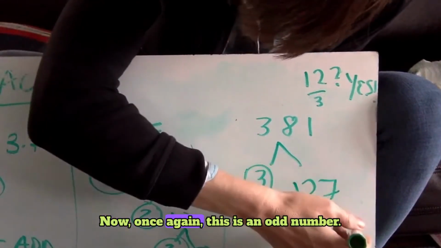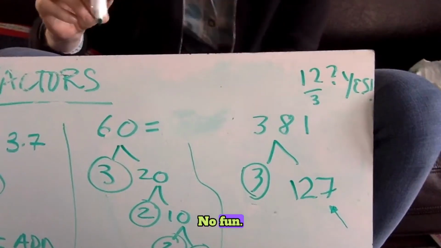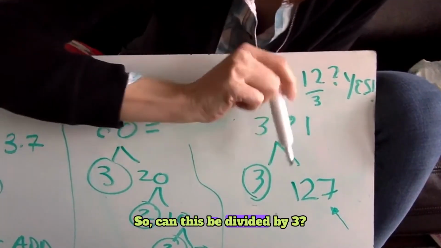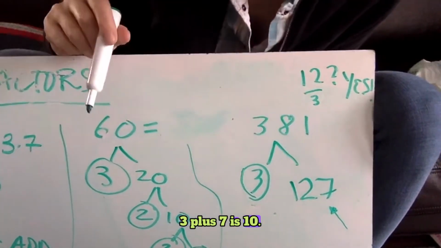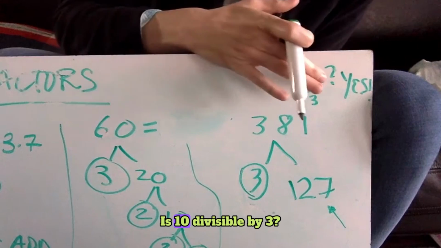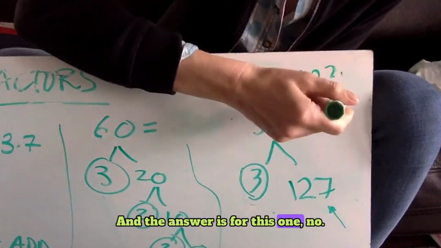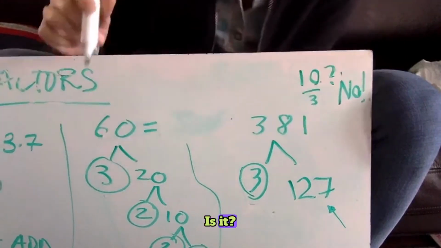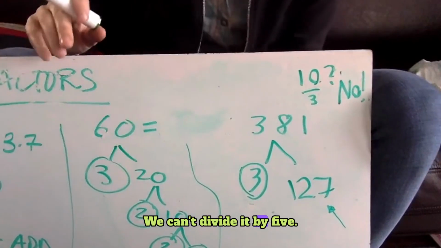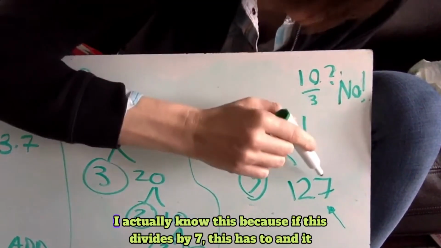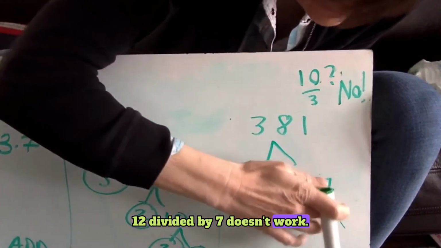Now, once again, this is an odd number. No fun. So, can this be divided by 3? Well, 1 plus 2 is 3. 3 plus 7 is 10. Is 10 divisible by 3? And the answer is no. So we can't divide it by 3. We can't divide it by 5. We can't divide it by 7. I actually know this because if 127 divides by 7, then 12 would have to, and 12 divided by 7 doesn't work.